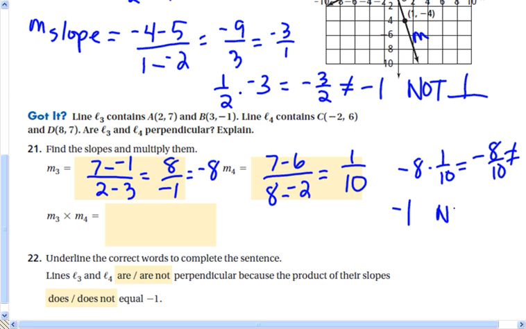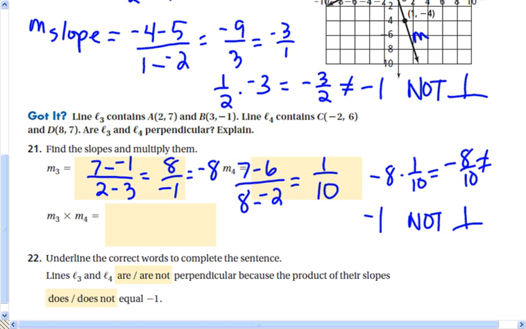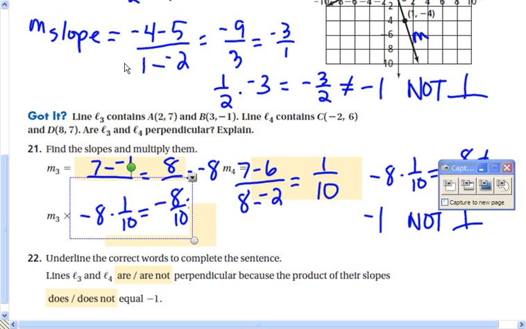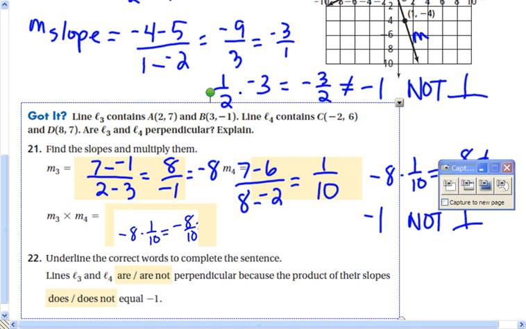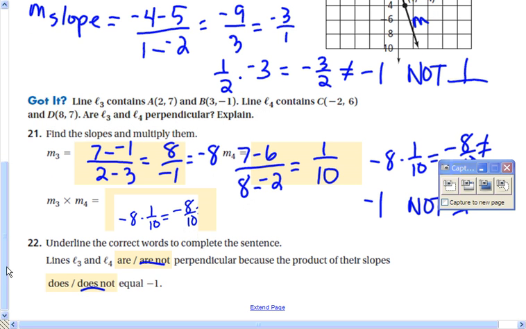So they're not perpendicular. I'll put this work over here. They are not perpendicular because their slopes don't multiply to negative 1.